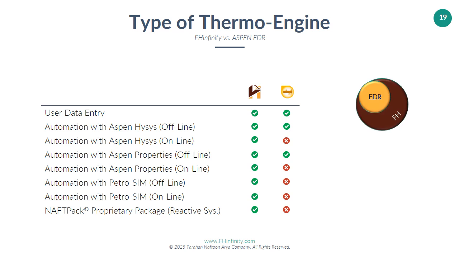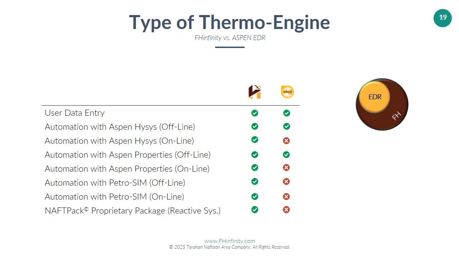This is a game changer, the Thermo-Engine. Aspen EDR primarily relies on Aspen properties in an offline mode. It calculates properties once and fills a heat curve table. FHinfinity, however, offers much more flexibility. We integrate with Aspen HYSYS, Aspen Properties, and PSIM, supporting both online and offline modes.